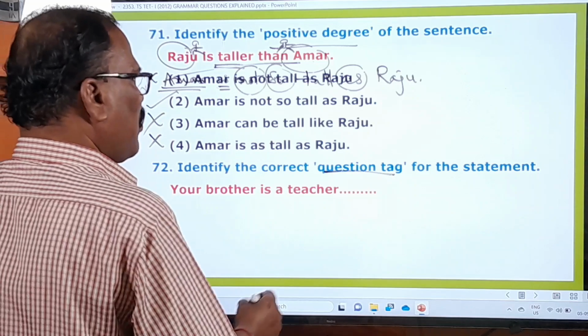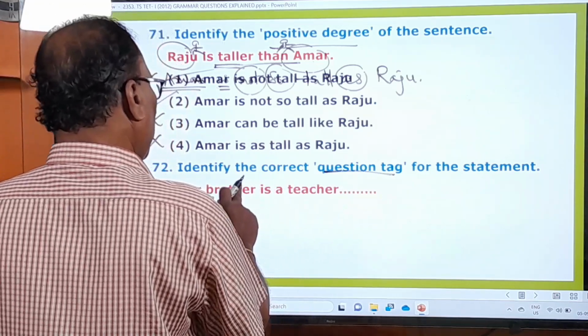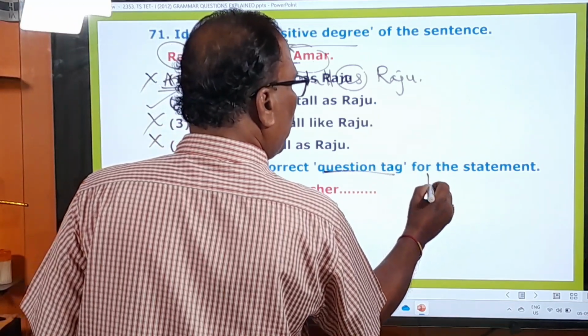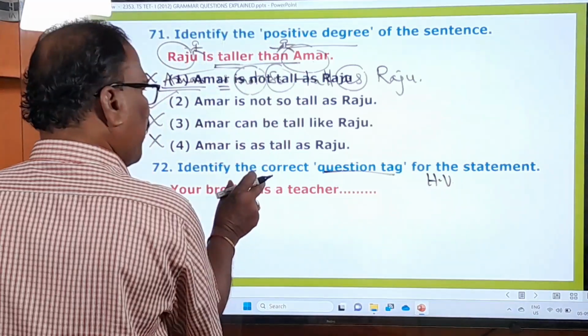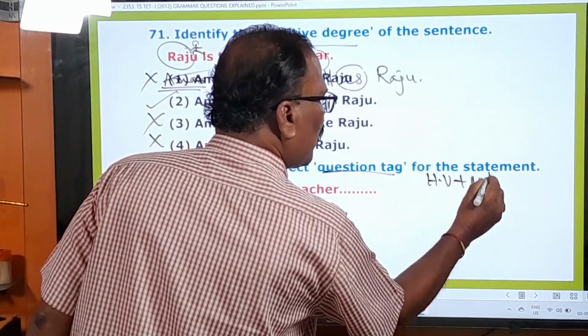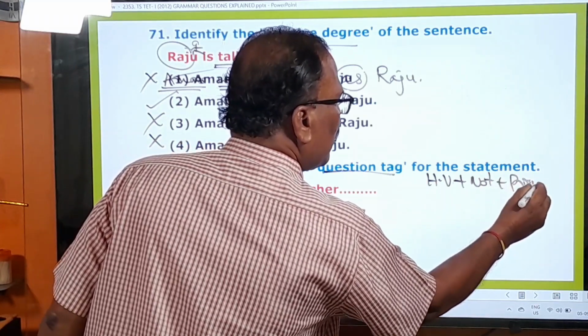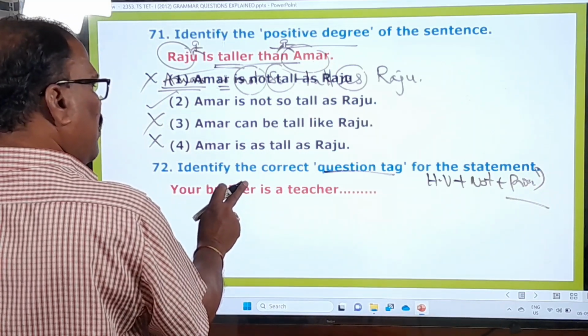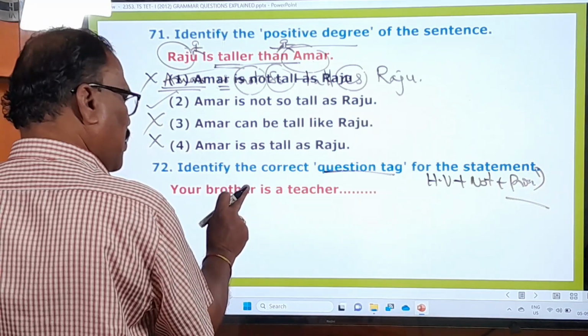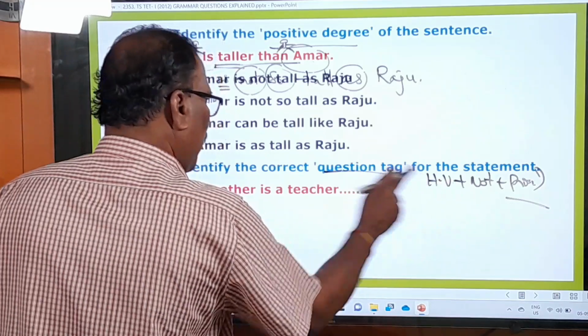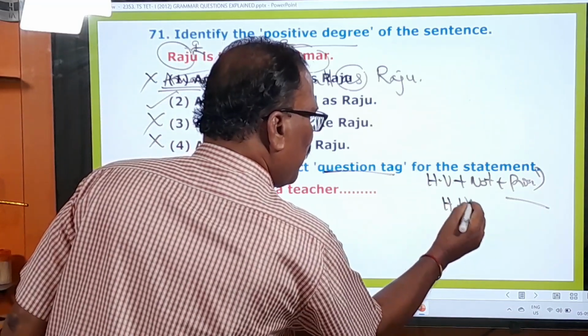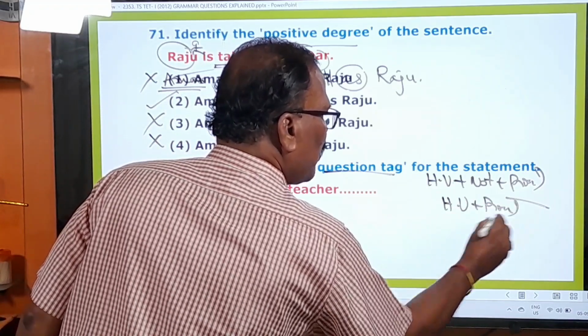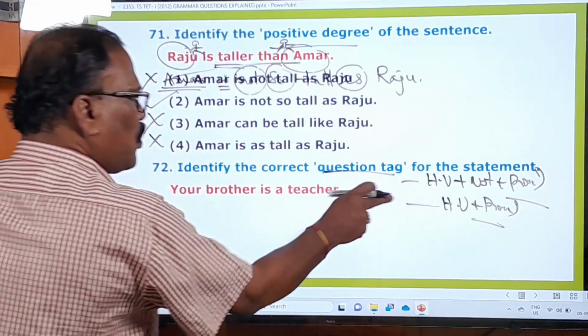You know very well. So if you want to write the negative question tag, what is that? You must take the helping verb from here, plus not, plus the pronoun you have to write, then a question mark. If it is a positive statement, this should be the question tag. For a negative statement, only helping verb plus pronoun. Okay, so please keep these two points in your mind.